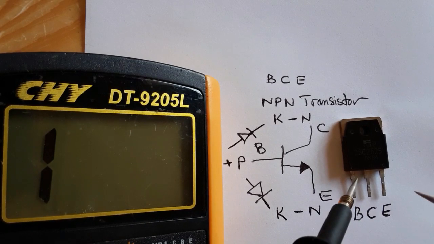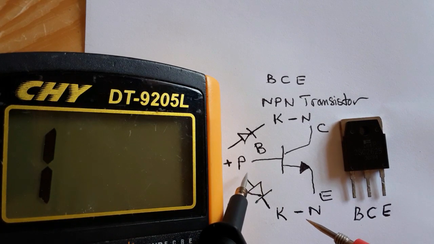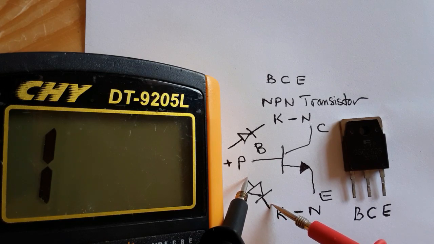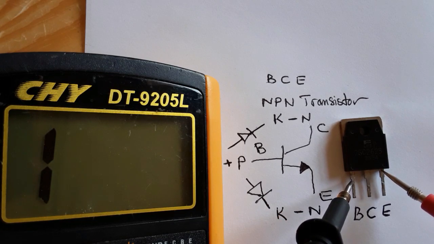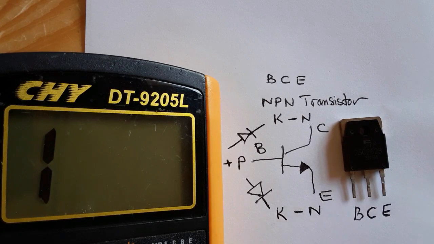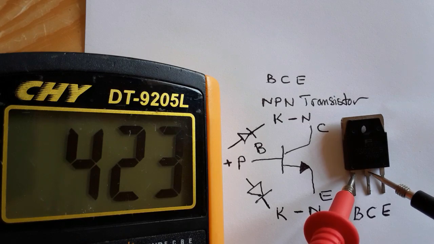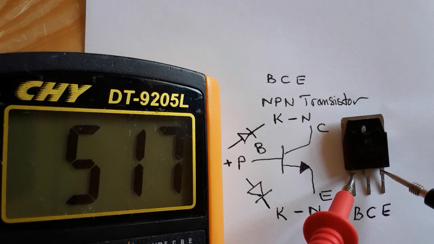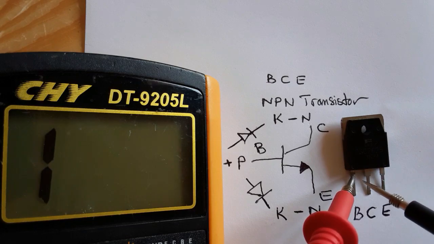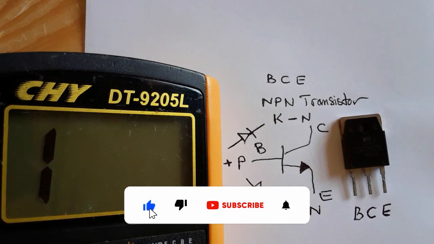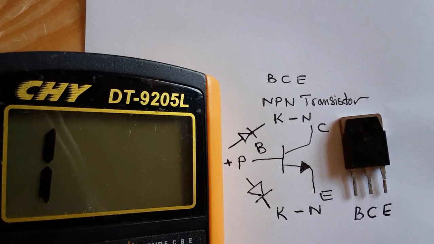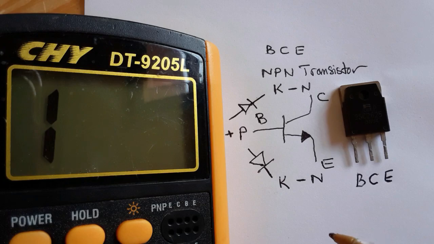If we switch the probes, we will not get any reading in the multimeter, as you can see. Means this transistor is a good transistor. So the reading between base and collector is always less than the value that we read between base and emitter. We can consider this as a rule. You can use this tip to find the collector and the emitter.